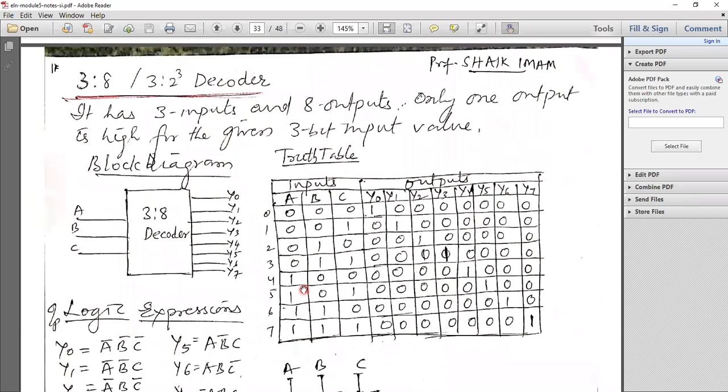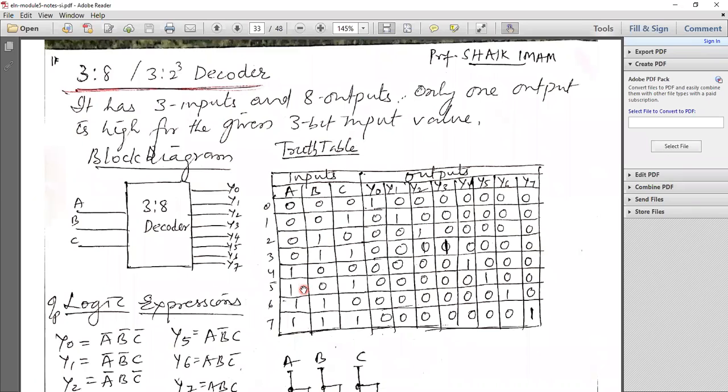Next, the next type of decoder, that is 3 to 8. So n is the number of inputs; what is n here? n equals 3. It is a 3 to 8 decoder, or 3 to 2 raised to 3 decoder. How many inputs are required here? 3. Let us call them A, B and C. What is the number of possible outputs?